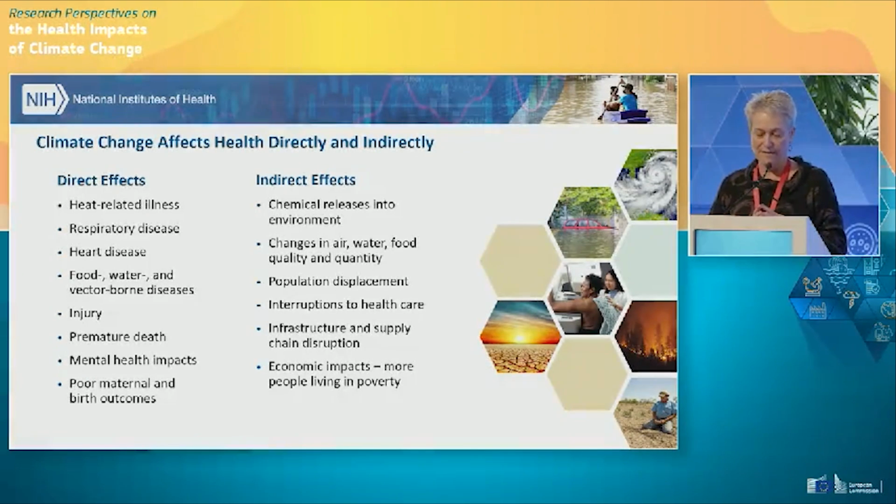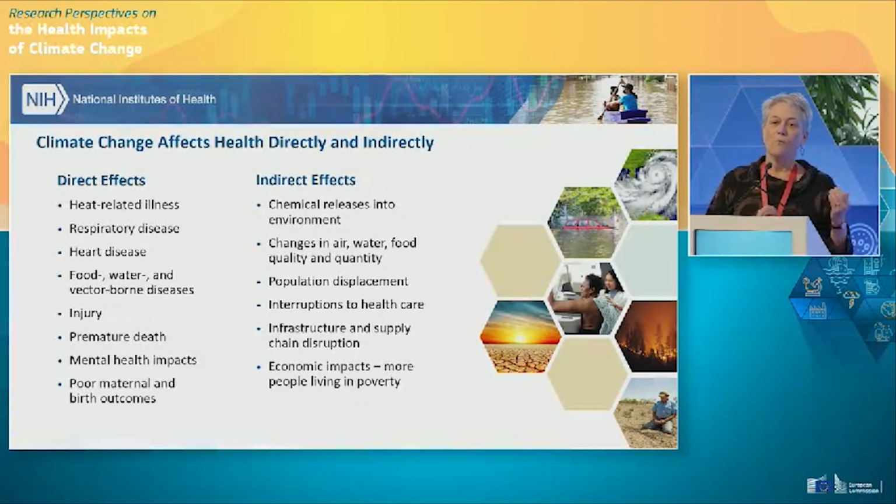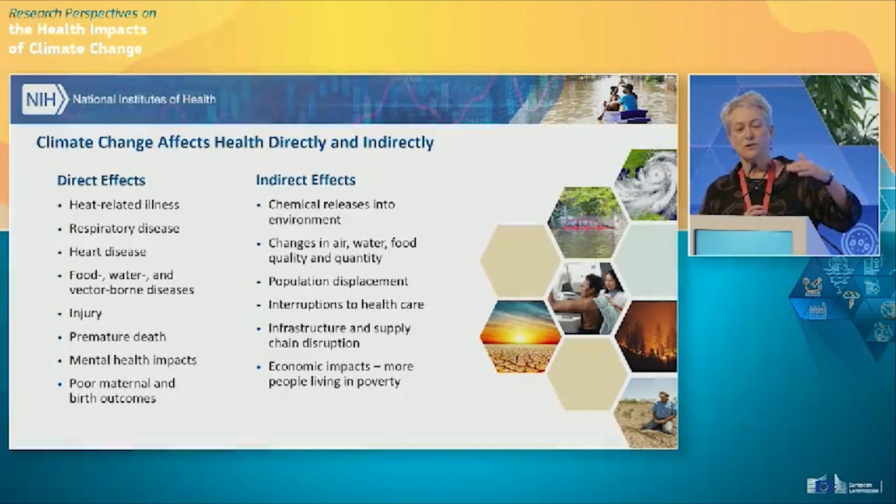So at NIEHS, we're also talking about the indirect effects. We're talking about what happens when climate comes into communities that already have environmental health burdens, chemical toxicants, air quality, water issues. What happens when climate factors come and multiply the effects. It's really a threat multiplier, and it impacts communities of all kinds.